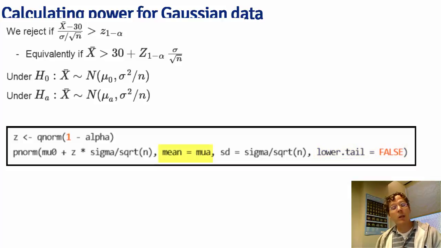Now notice if I were to plug in mu equal to mu naught, then I should get alpha. And as mu a moves away from mu naught, power should get larger and larger. So let's try it.